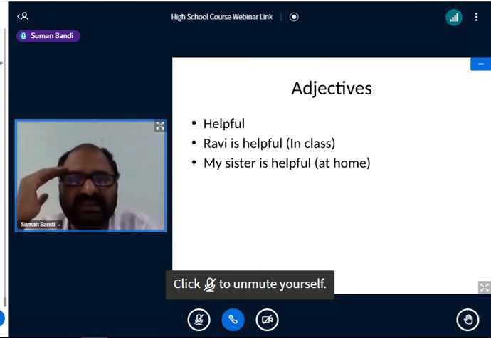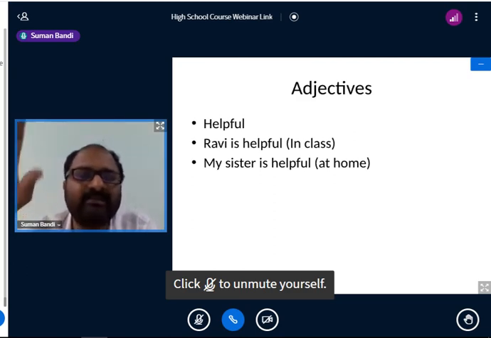So simply think, as a teacher, I have to think, if my student has to use helpful in a sentence, what is he doing? He is saying that somebody is helpful. Either he is describing a friend or a person, or he is talking about a tool. Some tool is very helpful. Yes or no? So he is describing a person or an object.